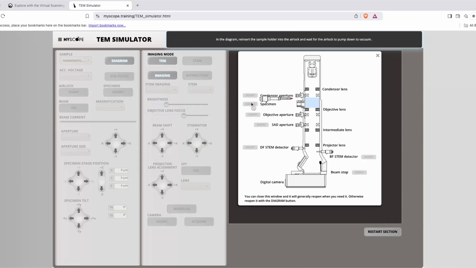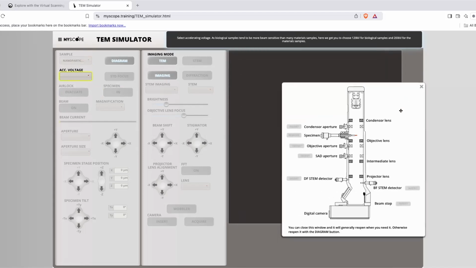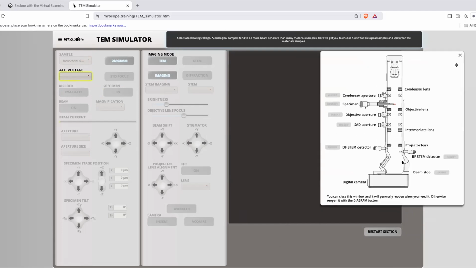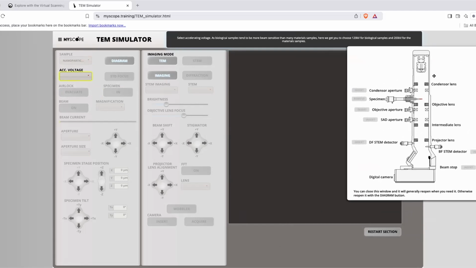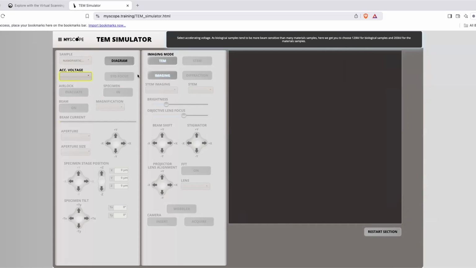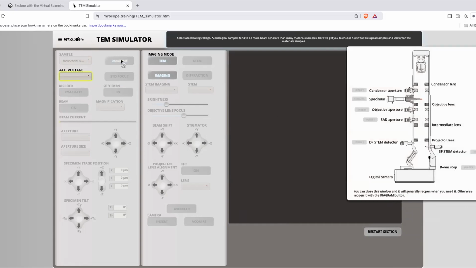Now we have to insert. Once you insert, it will evacuate, and we insert the sample further. You see some changes in this place. So this is good. If you have the possibility to keep this aside, you can also close it, but you can always get it back by clicking the diagram.